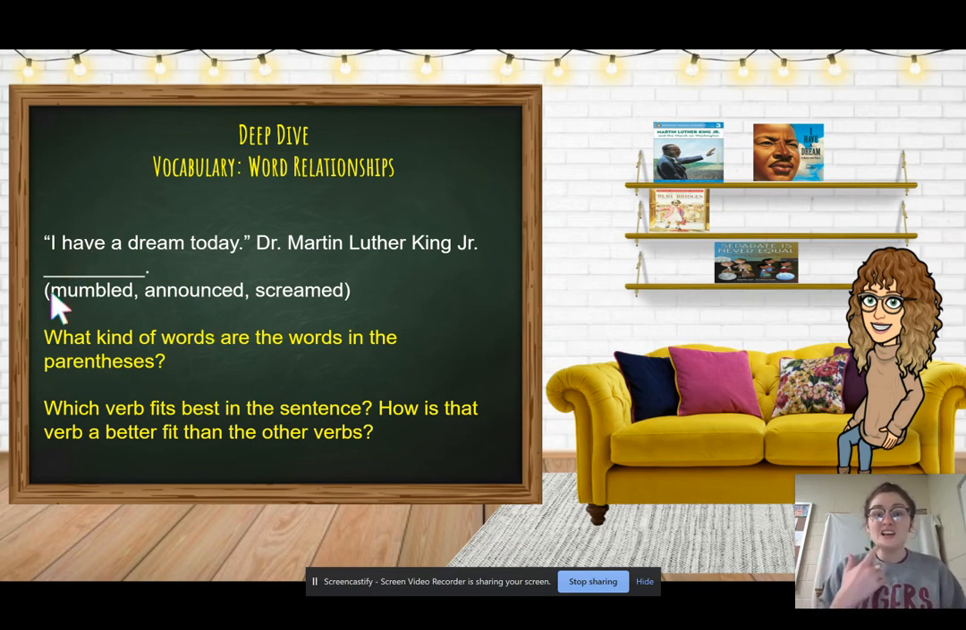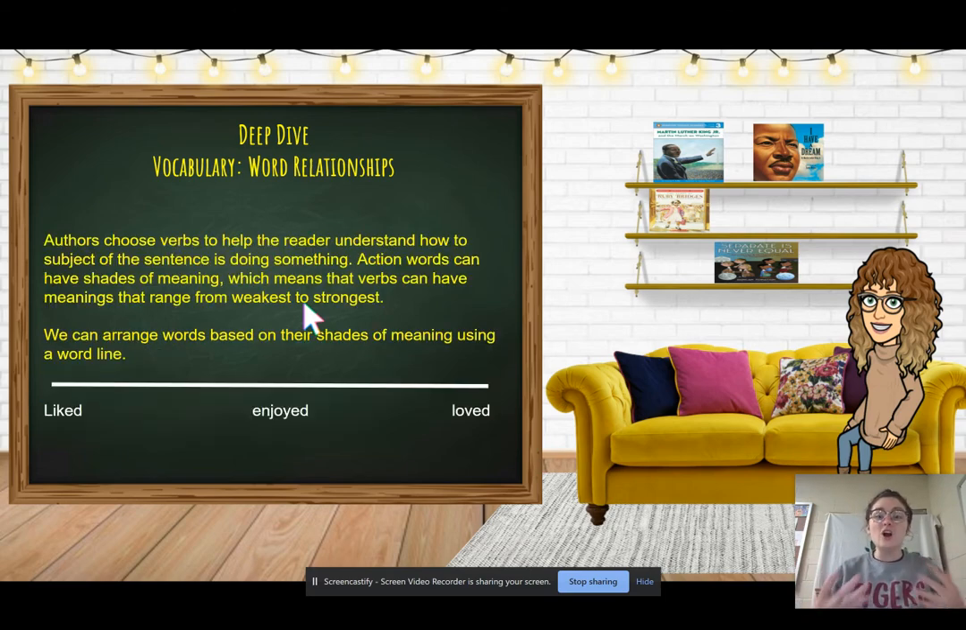When you mumble, you're talking or speaking, but you're saying it really quiet and it's hard to hear. When you announce something, you are speaking, you are talking in a clear manner. And when you scream, you are talking in a loud manner. These are all words that describe how someone can talk, right? So when we are talking about shades of meaning, word relationships, authors choose words to help the reader understand how the subject of a sentence is doing something.